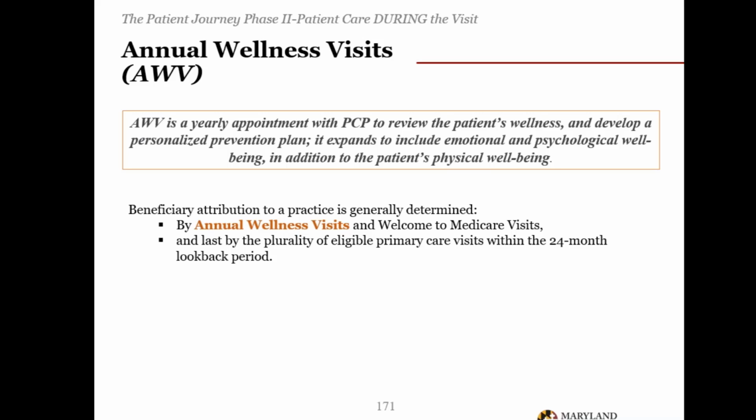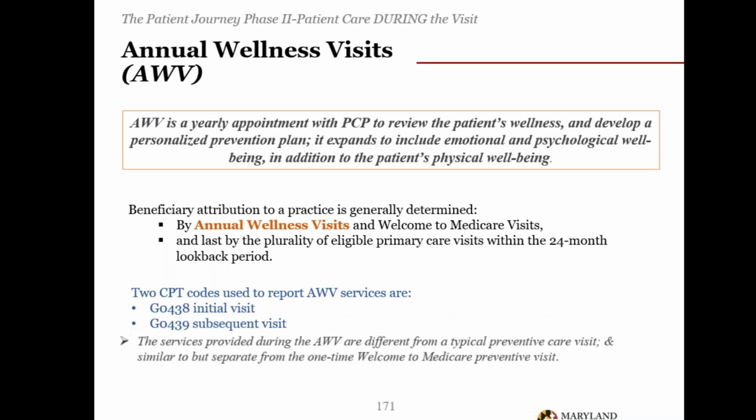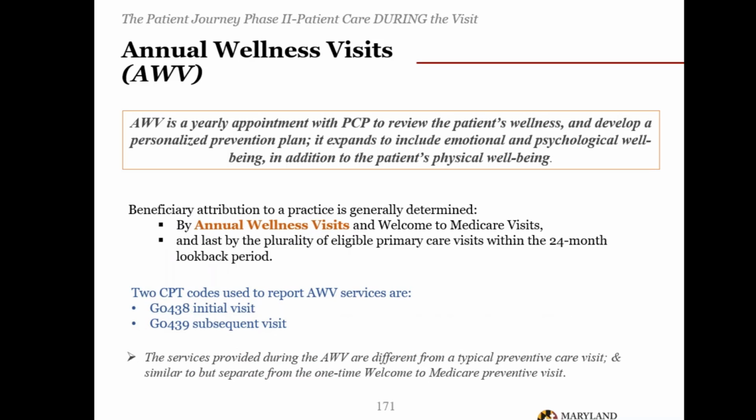And then in your EMR system, make sure you have those alerts that inform you, hey, this group of patients have an AWV due next month. So you can reach them ahead of time to remind them to come in for the AWVs. So the CPT codes for this are 0438 and 0439 for initial and subsequent visits, so you can bill correctly. And the services provided during AWV are different from the typical preventive care visit or the Welcome to Medicare visit. So please be aware.